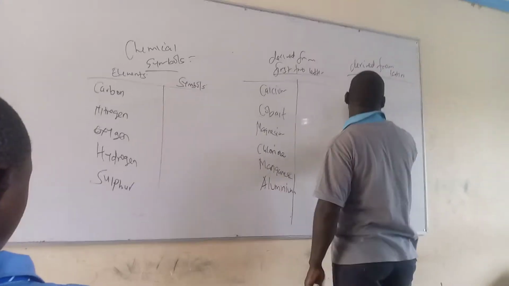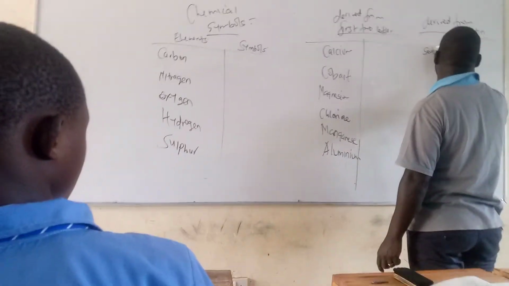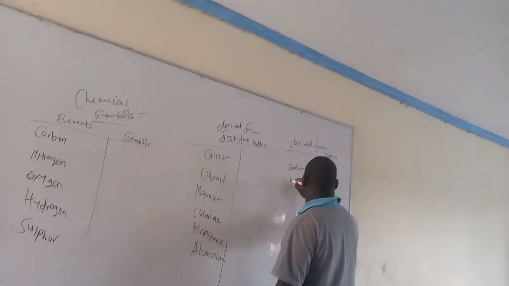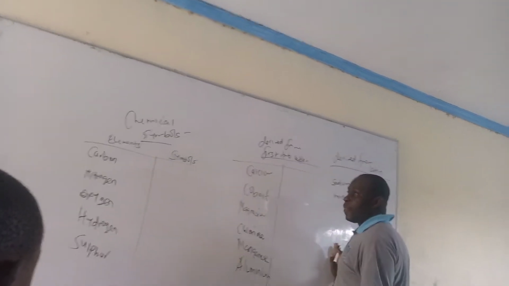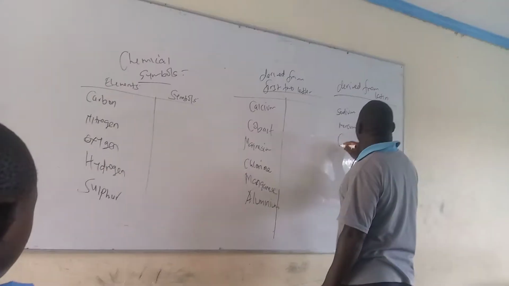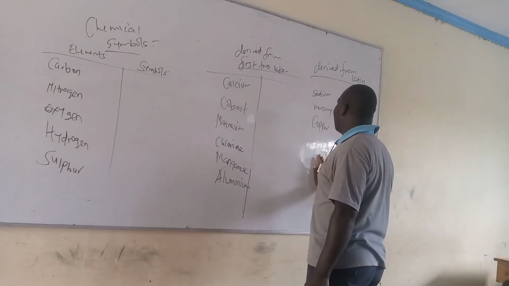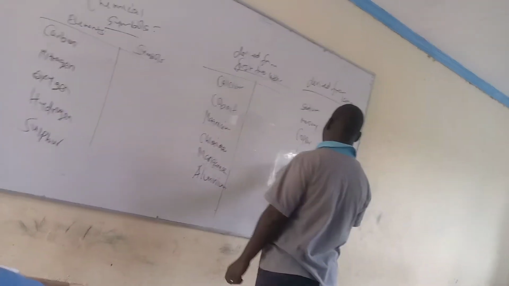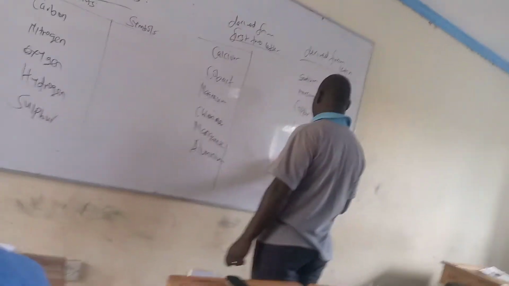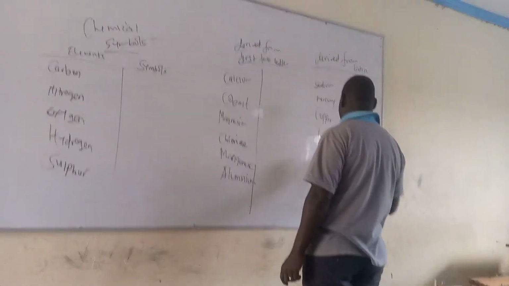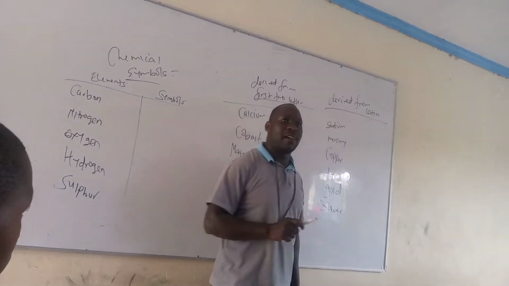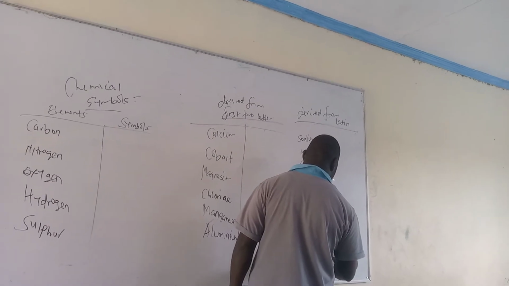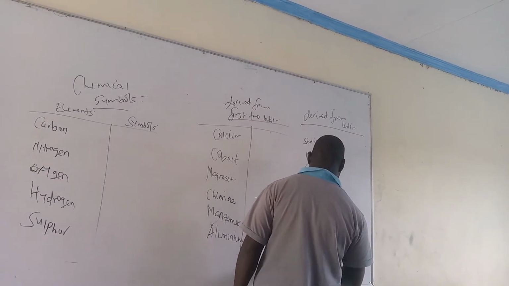An example, we have sodium, which we derive from Latin. We have mercury. Which other one? Copper, iron, gold, silver. Which other one? Potassium and lead.